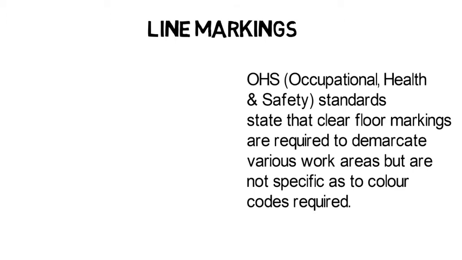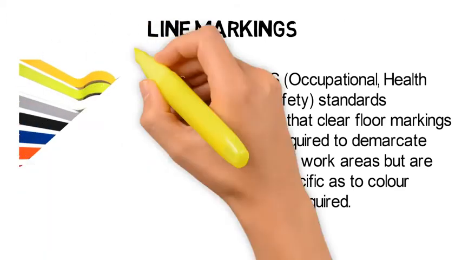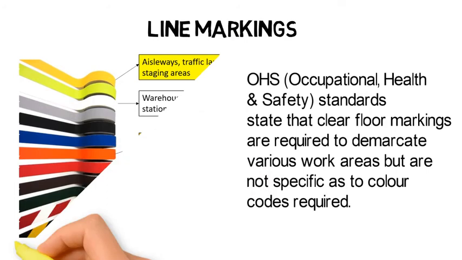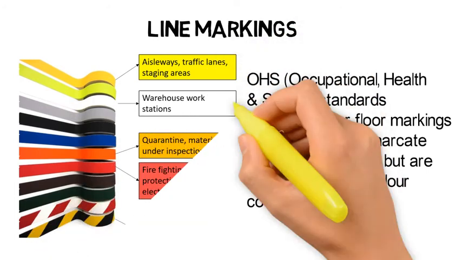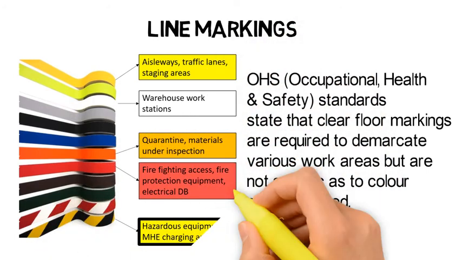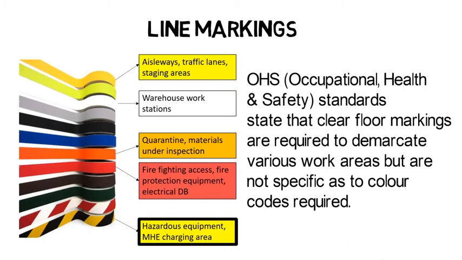Yellow is used to mark aisleways, traffic lanes, and staging areas. White is used to mark warehouse workstations, such as an inbound inspection station and a packing station. Orange is used to mark quarantine areas or return inspection areas. Red is used to mark areas under windows designated for firefighting access and fire protection equipment such as fire extinguishers. Yellow and black stripes are used to mark areas with hazardous equipment, including MHE charging areas where high voltage chargers may be in use.